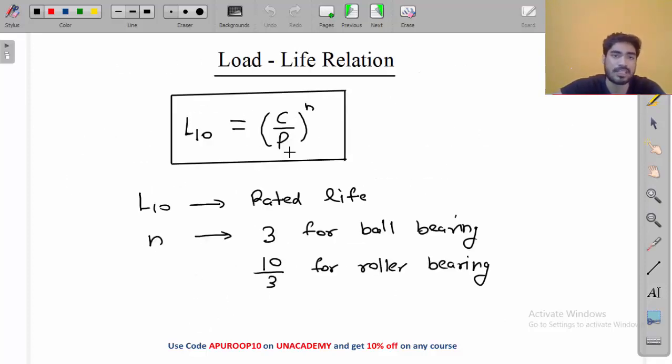Just put the values in this formula. Only remember this formula: L10 equals (C by P) to the power N. N is 3 for ball bearing, 10 by 3 for roller bearing. Do you understand this much, my friend? So we only have to solve the numericals based on this relation.